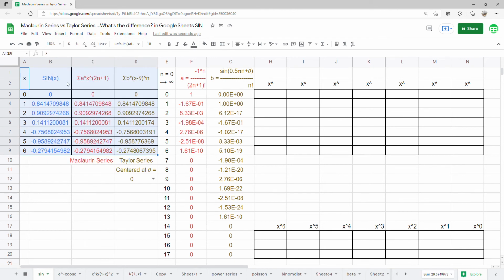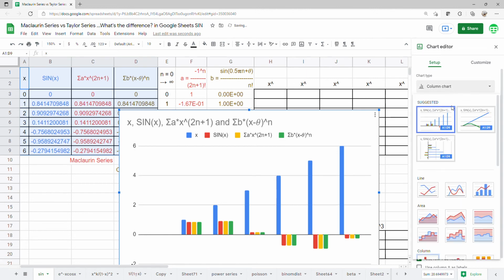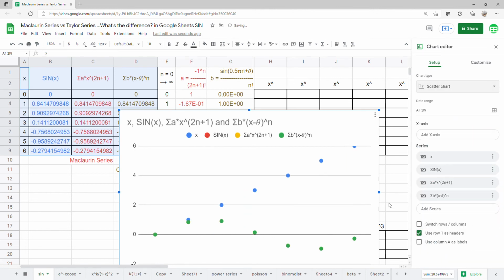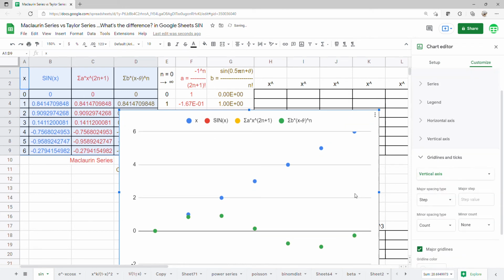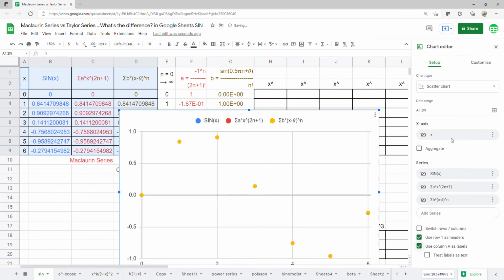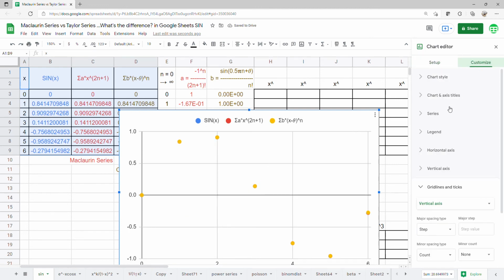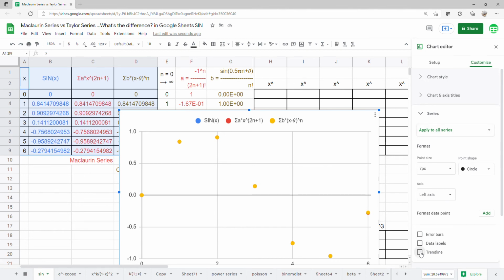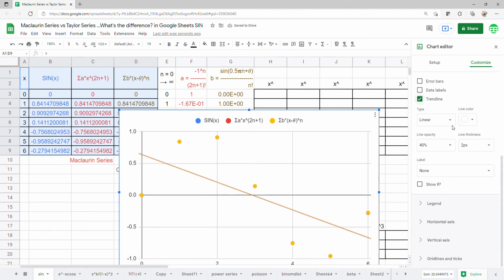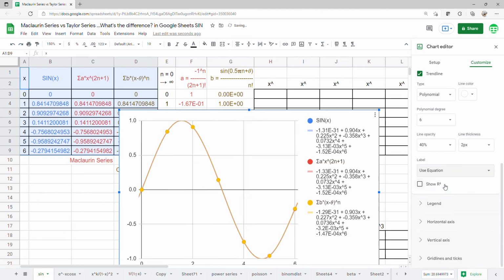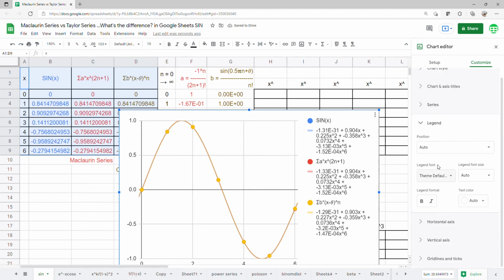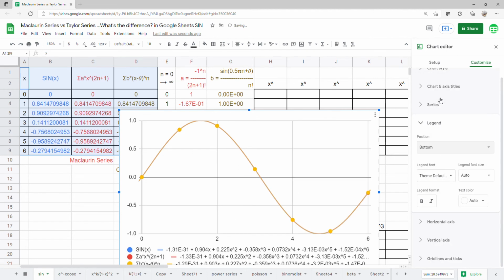Insert chart. And we use a scatter chart. We don't need a title. We need a space. And use column A as label. And we show the trend line. So series, check the trend line. The type will be polynomial. The degree 6. For the label, use the equation. For the legend, position at the bottom.